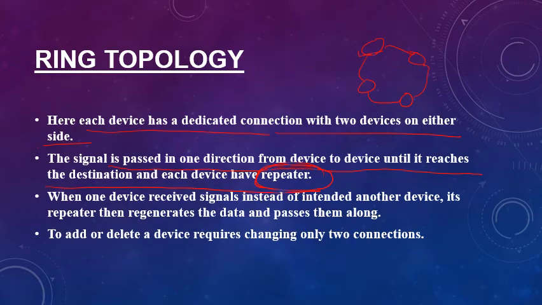So if you want to pass data from 1 to 4, first it will pass the data to system number 2, then system number 3, then system number 4. When a device receives a signal intended for another device, its repeater regenerates the data and passes it along. To add or delete a device requires changes to two connections. So addition of any device is a difficult process in a ring topology.